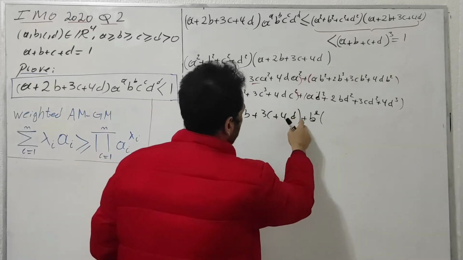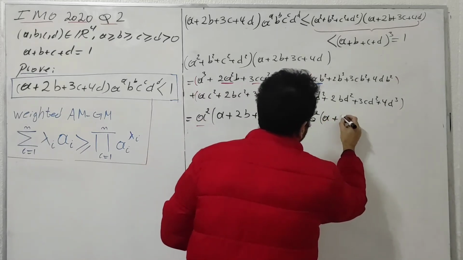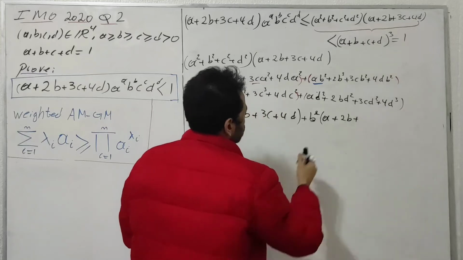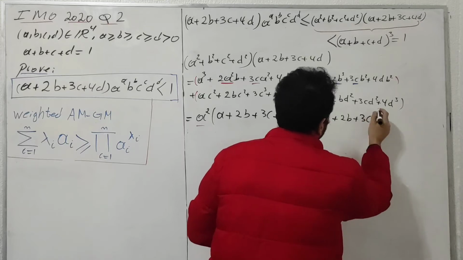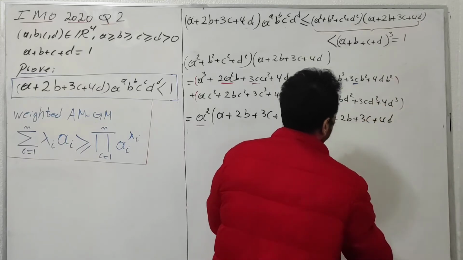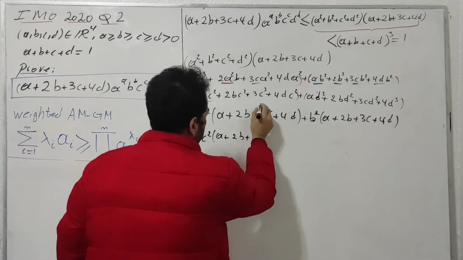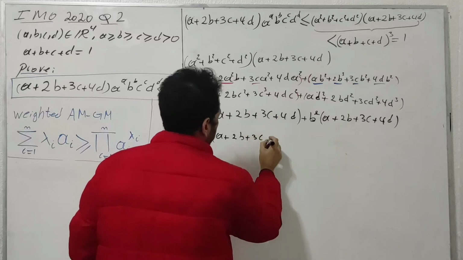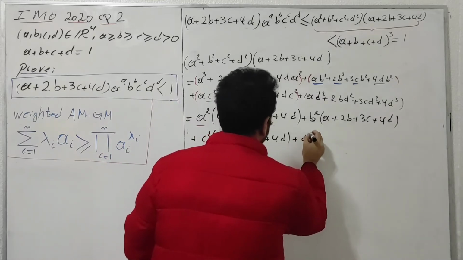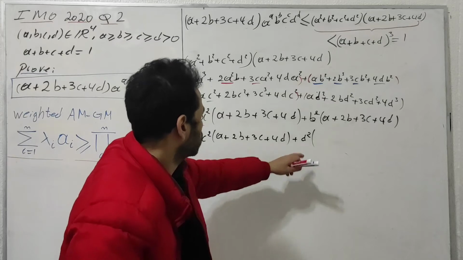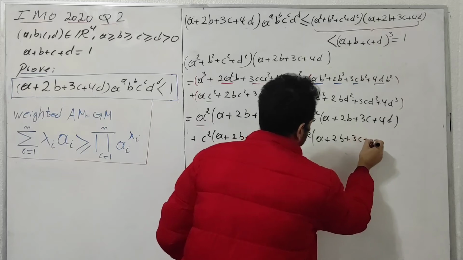Okay, now we are looking for the b square. We have the b square, this one is multiplied by a plus 2b, and the third term, which is this one, is multiplied by 3c, and finally the 4d. Okay, plus c square is multiplied by a plus 2b plus 3c plus 4d. Finally, I'm taking d square as a common factor. d square is multiplied by a plus 2b plus 3c plus 4d.